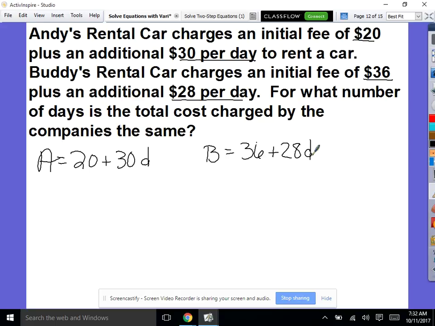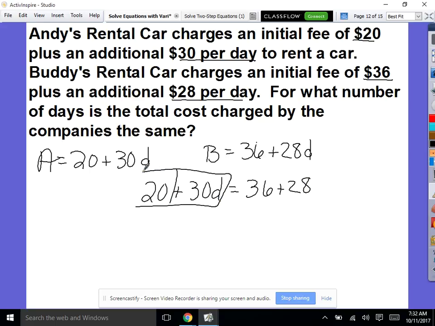For what number of days is the total cost charged by the companies the same? So they want to know, when is Andy's the same as Buddy's? So we set these equal to each other. We're going to box in our terms on each side. And, I forgot, that should have a d there. We're going to subtract 28d from each side.